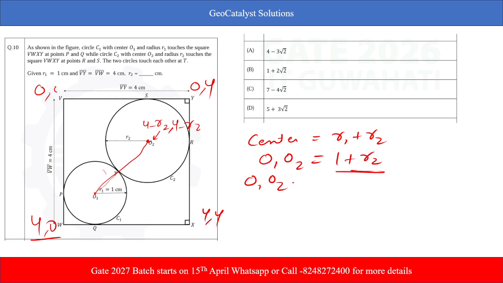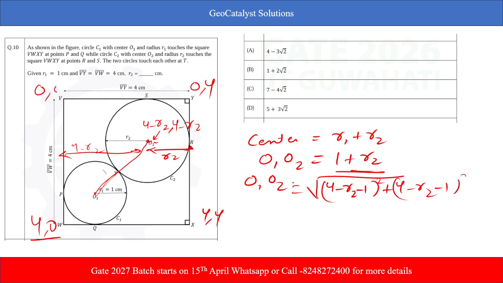First, let's take this as O2. Now, because how it is happening, this is R2 and this is 4 minus R2, like that. So 4 minus R2, 4 minus R2. Now 4 minus R2, this is this, and O1 O2, so this minus we can do, so that is minus 1 square plus 4 minus R2 minus 1 square, same thing.